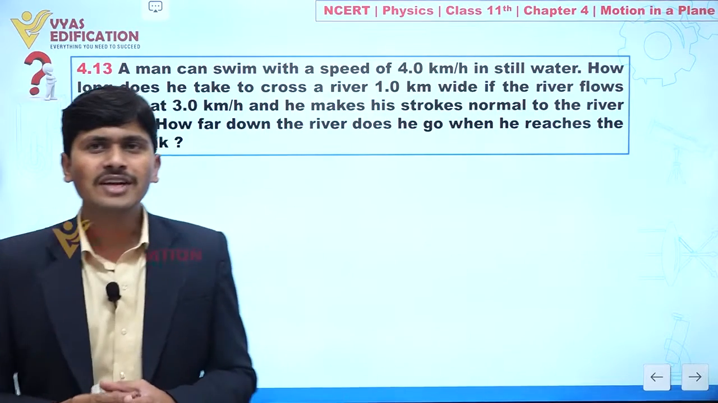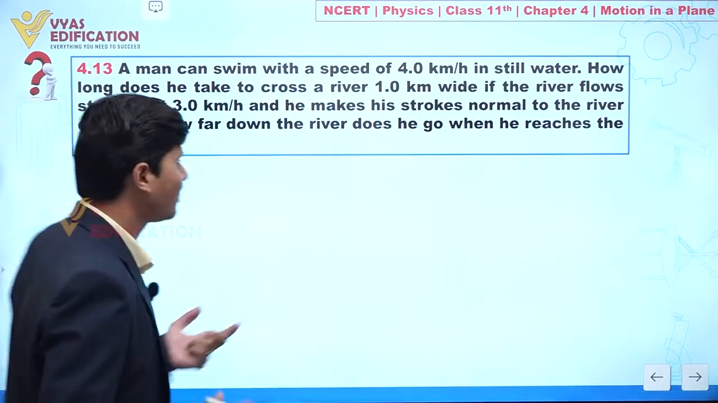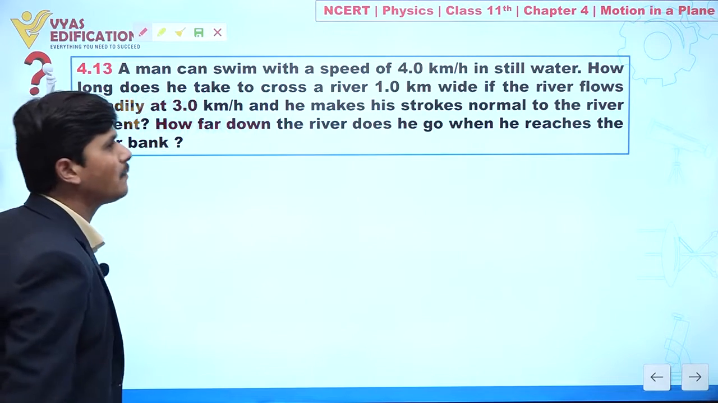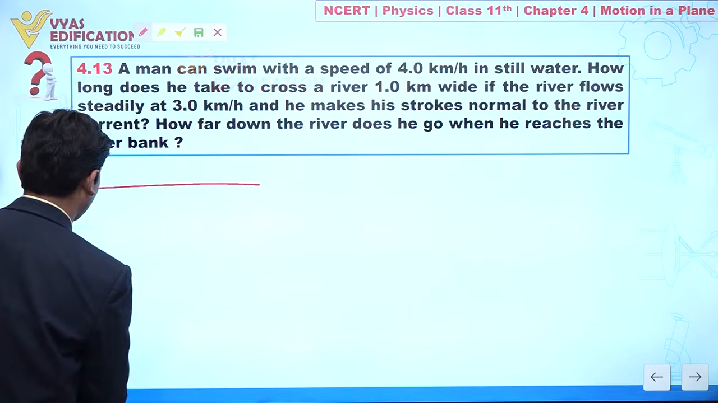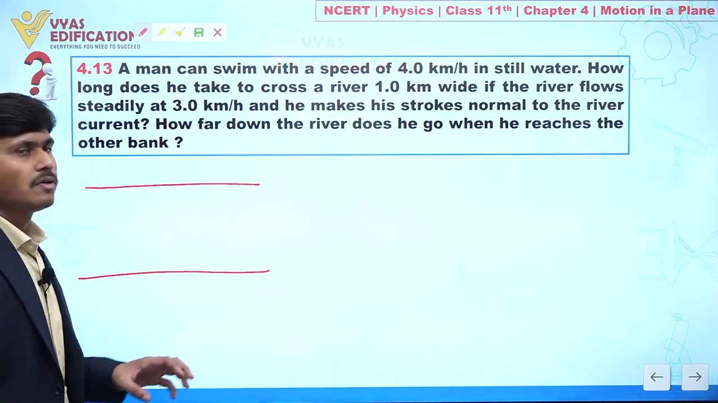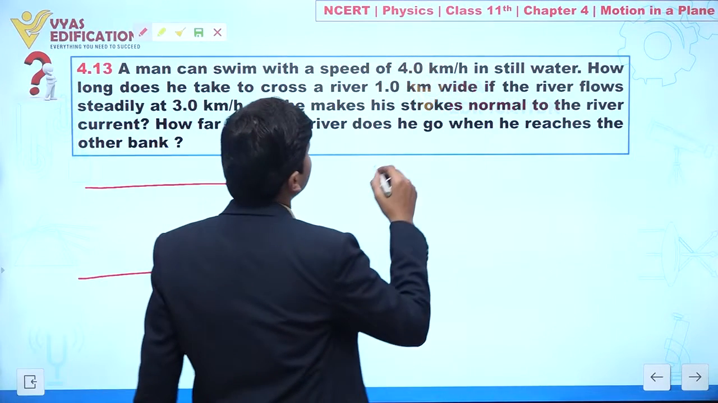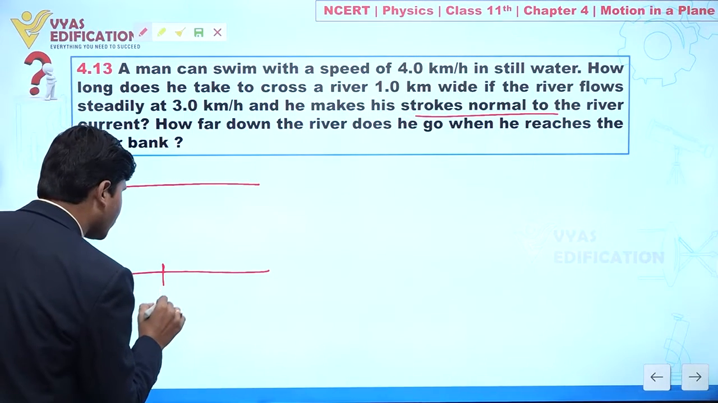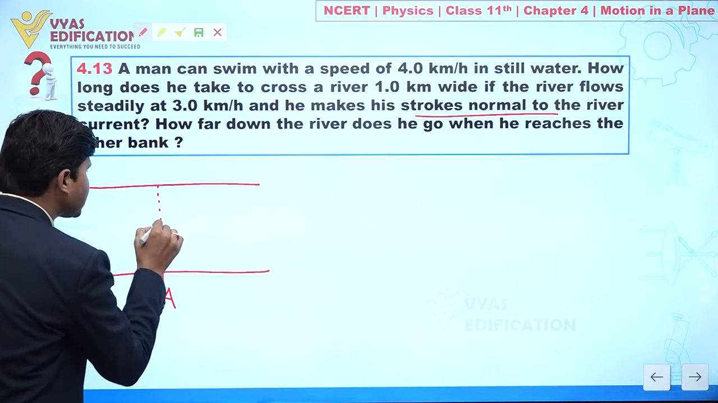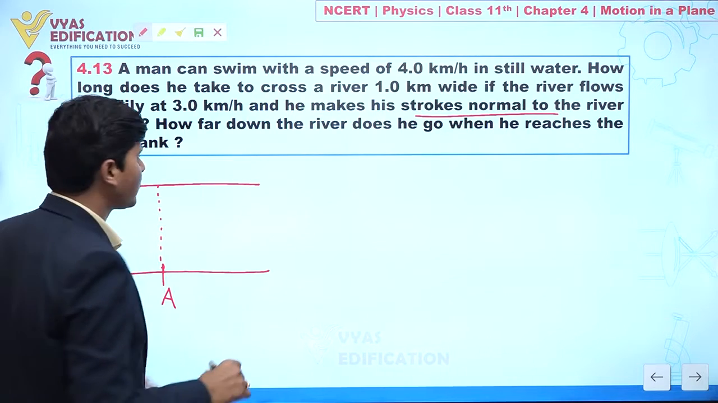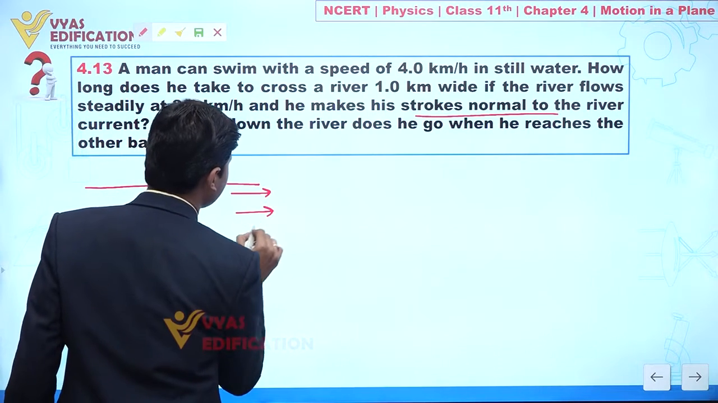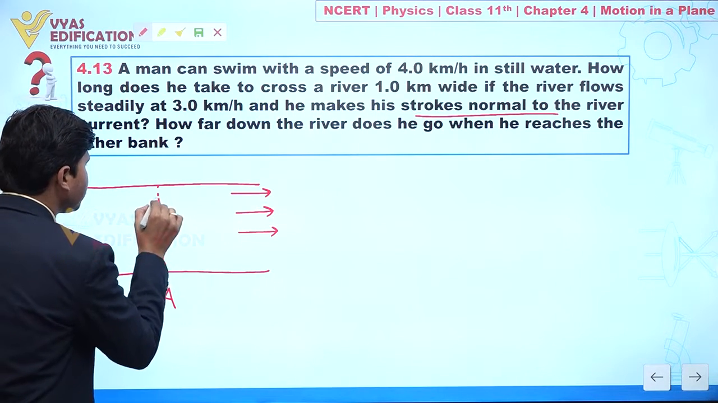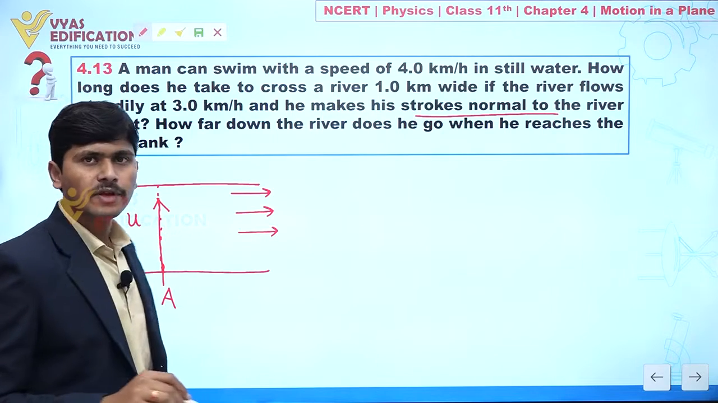Clear? So now dear student, let us try to analyze the given situation. Let's suppose this is a river. Now it is given in the question that he makes his stroke normal to the river. So let's suppose this is the starting point and a person is diving. This is normal to the river. Let's suppose the river is flowing in this direction, and here we can say this is the direction of diving of the man.